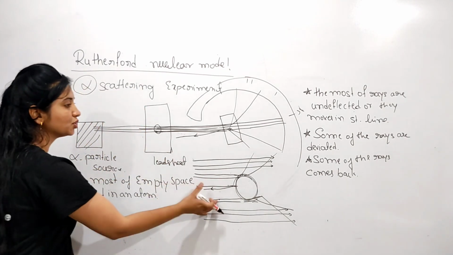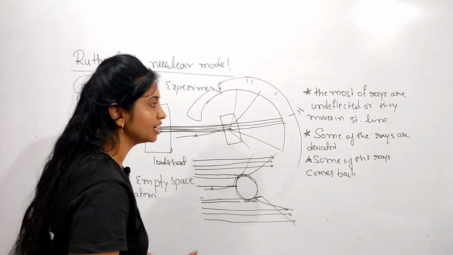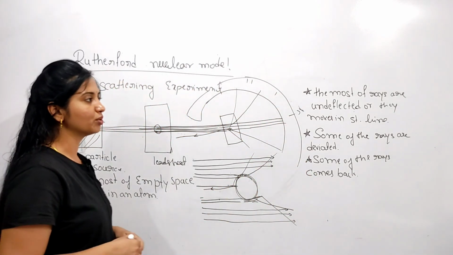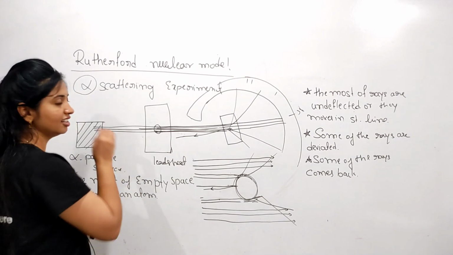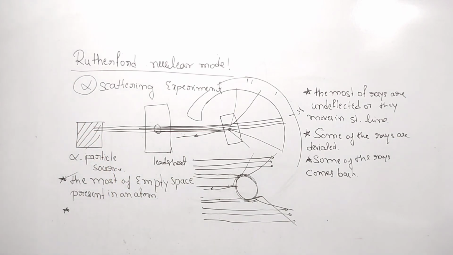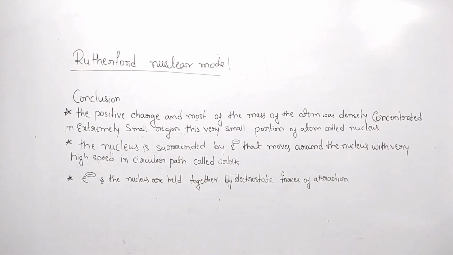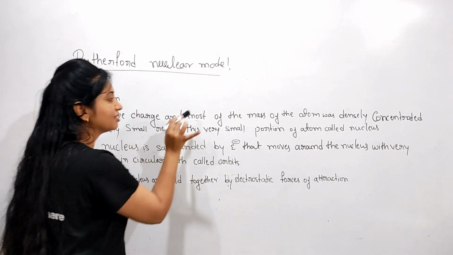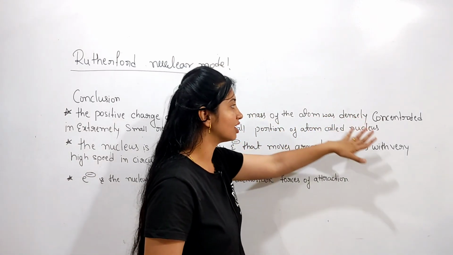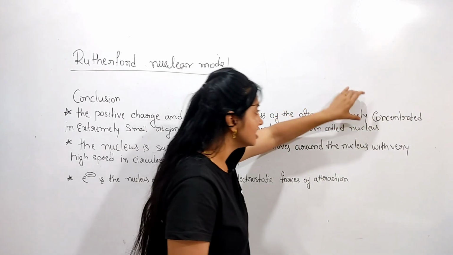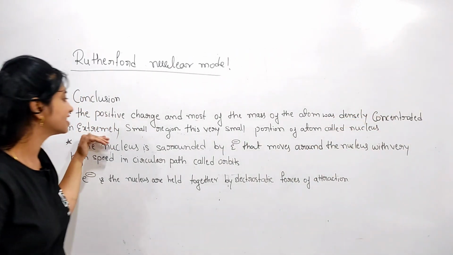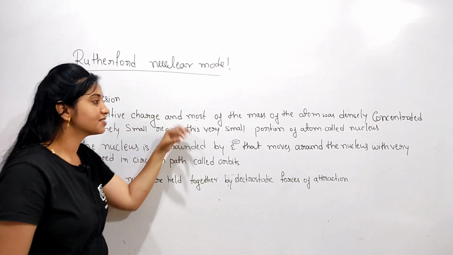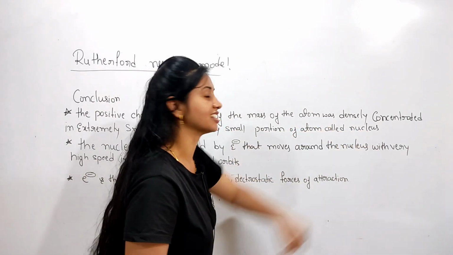So he observed these two points. By observing the travelling nature of these rays, he concluded some points. I wish to tell them here. His conclusion is that the positive charge and most of the mass of the atom are densely concentrated in an extremely small region. This very small portion of an atom is called the nucleus.